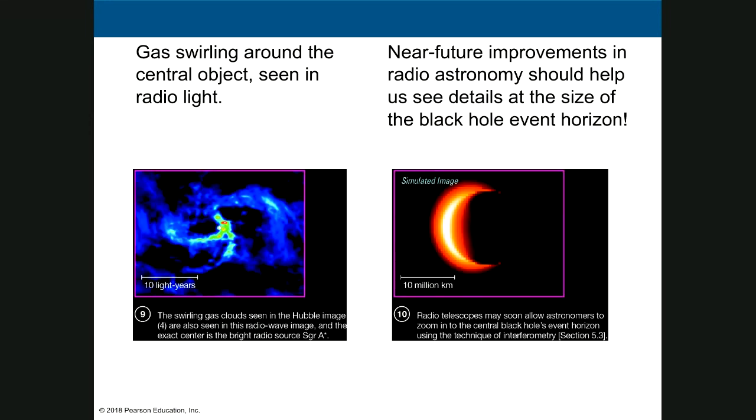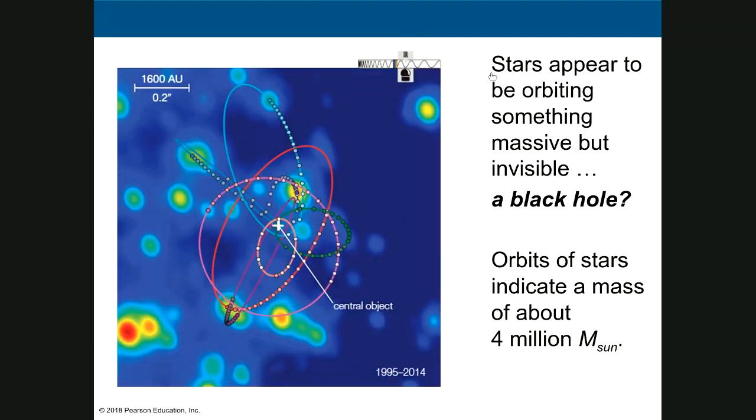And we can see other dynamics of gas motion in the center. We can see it swirling around that center of mass. And we also think we can, this is a simulated image, we want to see if we can make a better image of the central black hole to figure out the exact size of its event horizon. So a lot of interesting things going on here. So the stars appear to be orbiting this invisible thing, and again, 4 million solar masses. That's a lot.